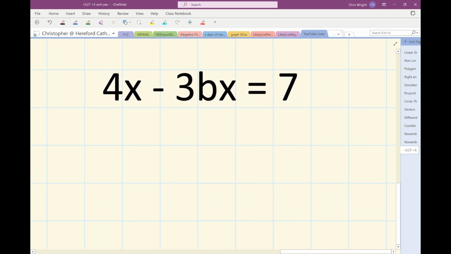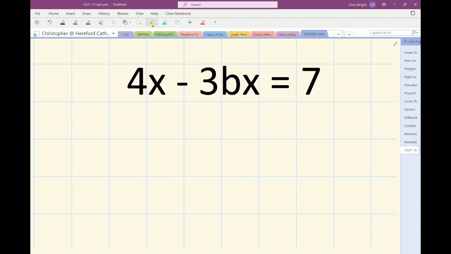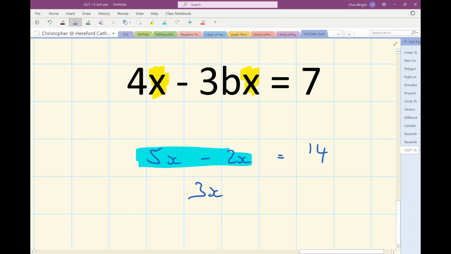Here's the question. And the problem here is that the left-hand side has got two expressions involving x, but I can't simplify those. Let's look at an example to illustrate that. Let's look at 5x subtract 2x equals 14. Well, in this case, I can simplify the left-hand side, and so I simply have 3x equals 14, and then I can divide both sides by 3.